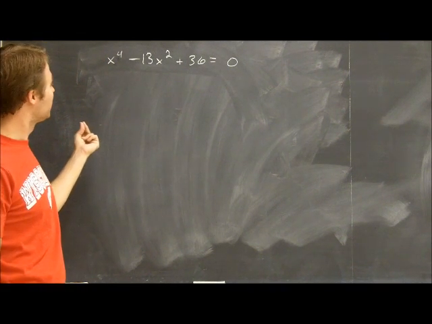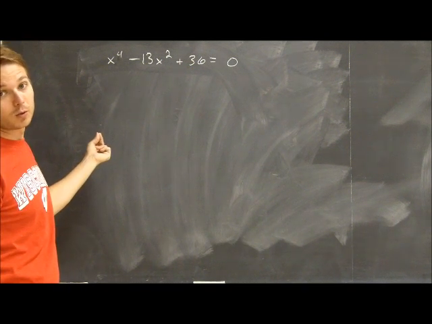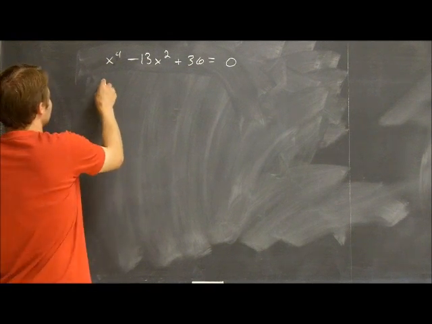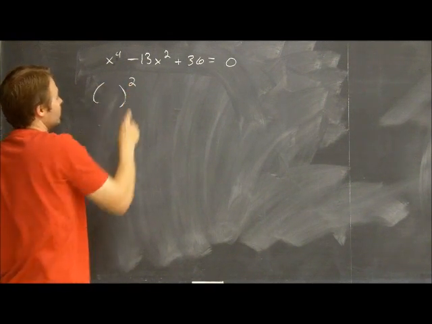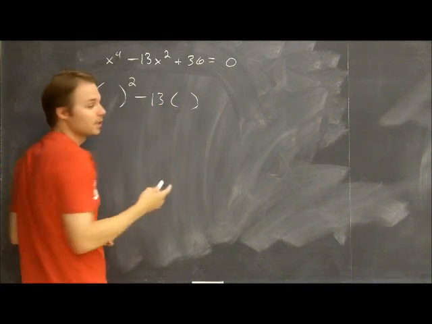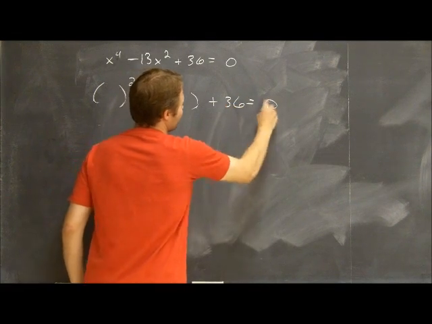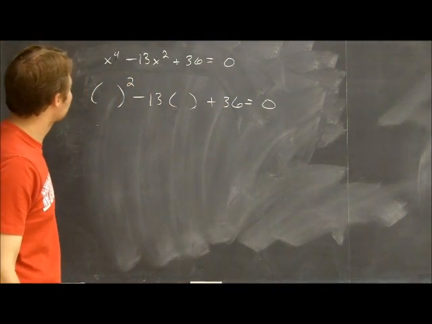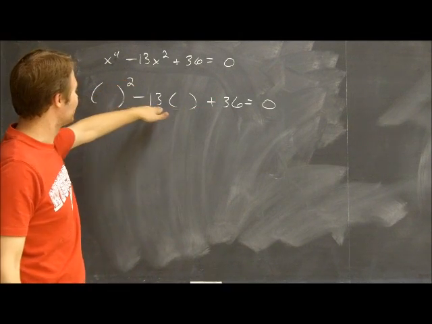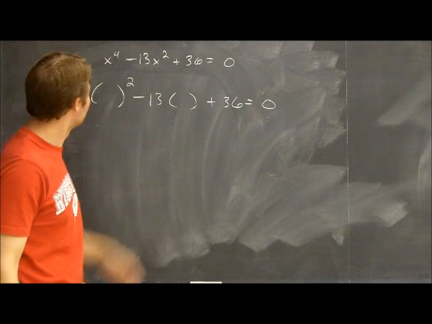But what I like to say here is that this is almost a quadratic equation. In fact, I think we could write this equation so that we have something squared minus 13 times something to the first power plus 36. Because this is a quadratic form, right? Something squared plus b times something to the first plus c.